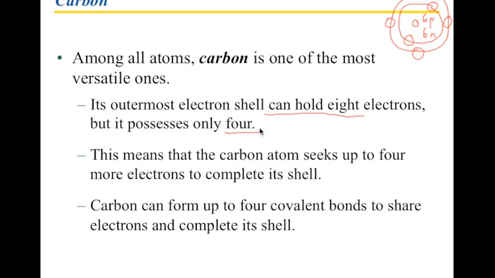In very basic terms, we can say that carbon can form up to 4 covalent bonds. Remember, covalent bonds are electron-sharing bonds. And therefore, it's going to be able to complete its shell. It has 4, it's going to attract 4, and therefore it's going to have 8, and that's what it likes.